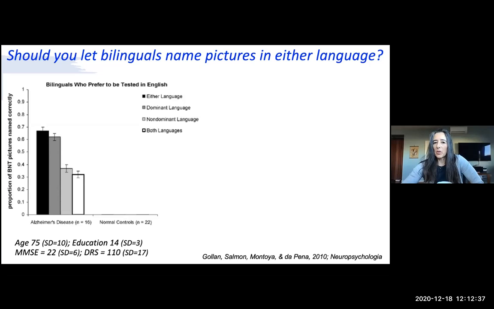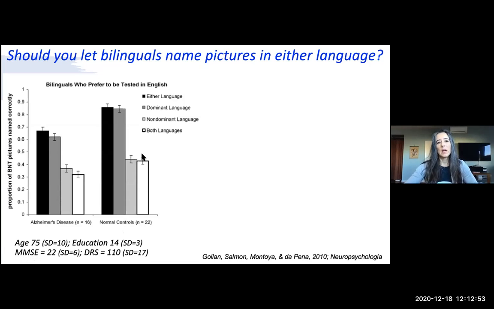But what about if your goal is to tell if they have a naming impairment? Which naming score should you use? To answer that question, we compared these bilinguals to a group of matched English dominant, cognitively healthy, older controls. And you see some similar patterns, but the main thing, which I'll show you a summary of in a second, is what you want to do to distinguish patients from controls is compare across groups, right? And when you compare across groups, this difference, the either language score, turns out to be a little bit smaller than the dominant only score.